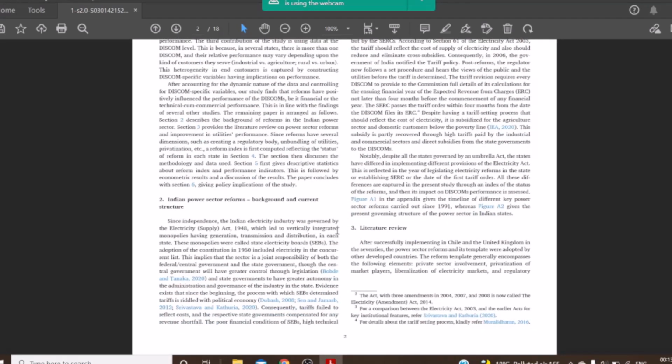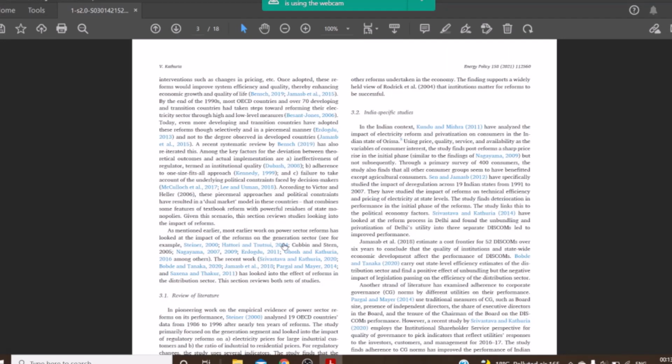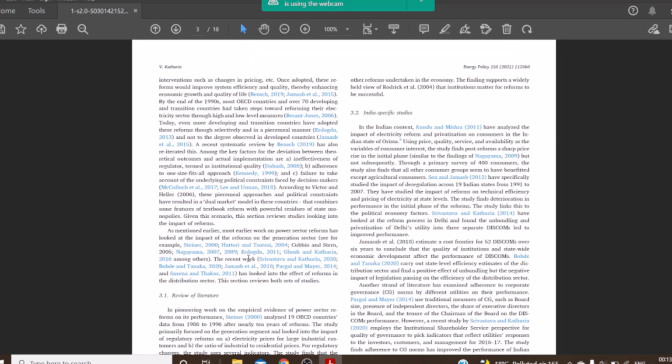Like in my case, there is a separate heading for literature review. So read the literature review carefully, and while reading, if you find that yes, this is a paper which is very similar to my idea or interest, or which can contribute to my work, just go to the references part and highlight that paper so that you can download and read it once you finish reading this paper.